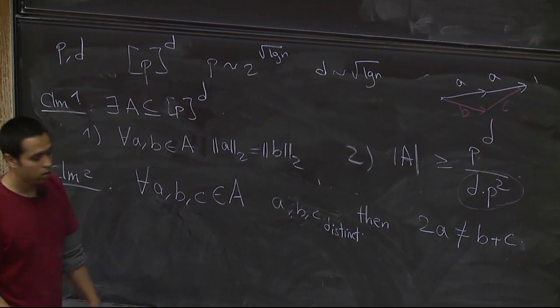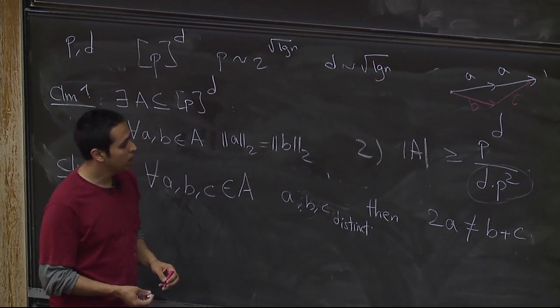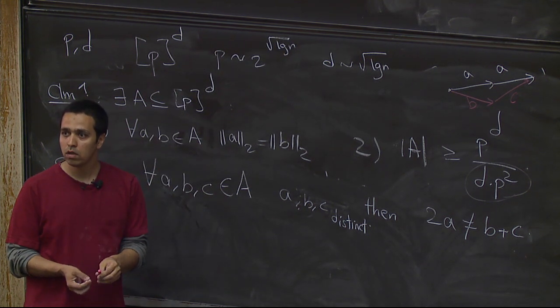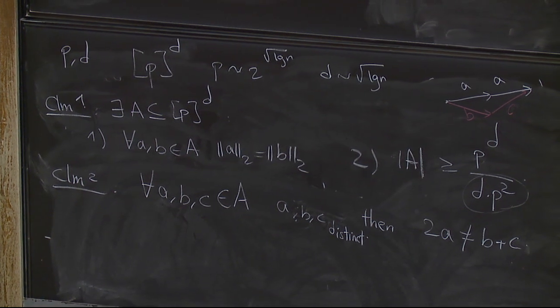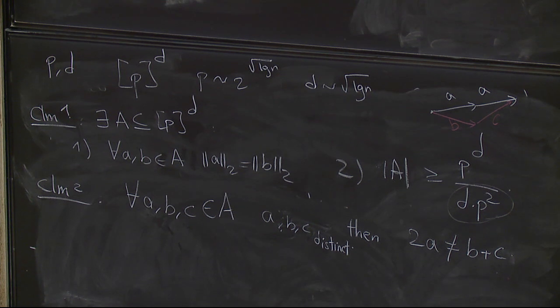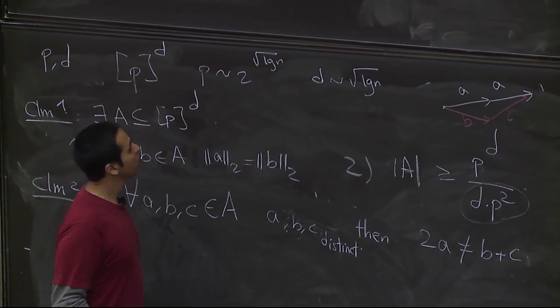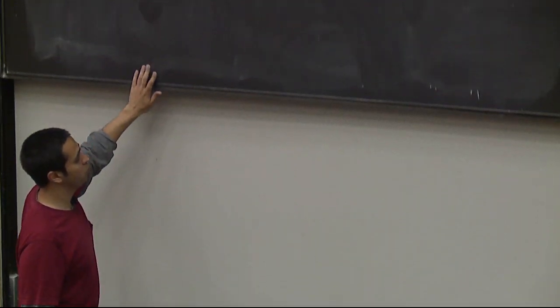Good. So B and C can be equal, even if they are not the same as A. You are right. I mean, this is true, but I know what you are saying. Good. So we have these two properties. Let's use them to prove our result.